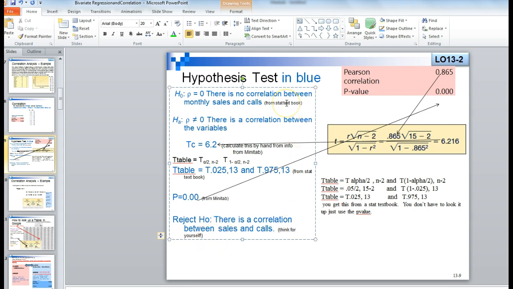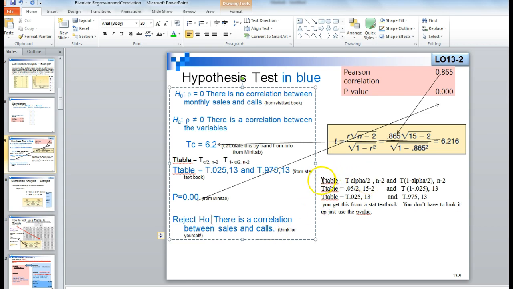This is from a stat textbook. This is information from Minitab that you use to calculate your T computed. The fact that we get this is from a stat textbook. This is from Minitab, and then this is a think for yourself: if the p-value is greater than alpha, or the p-value is less than alpha.